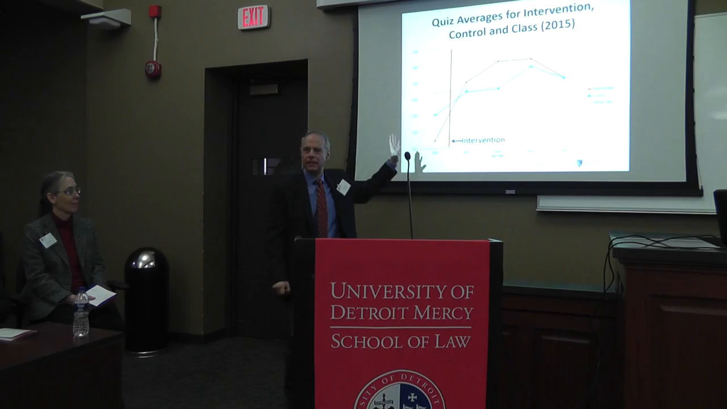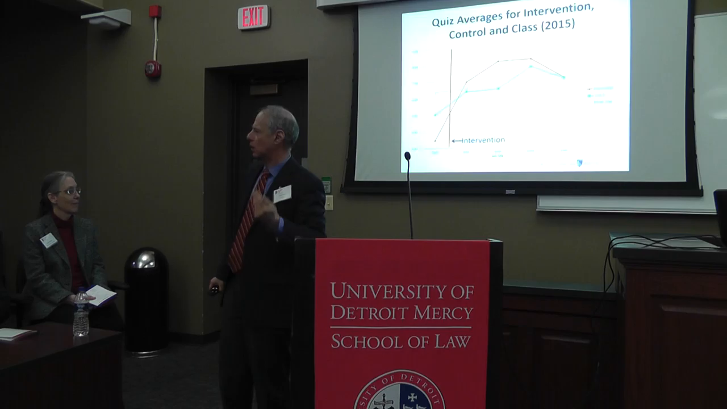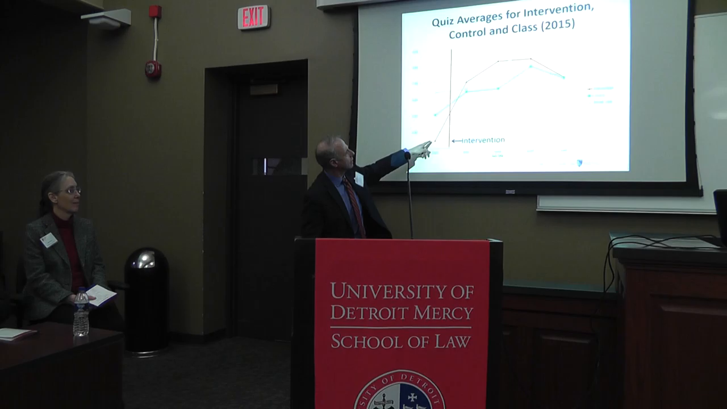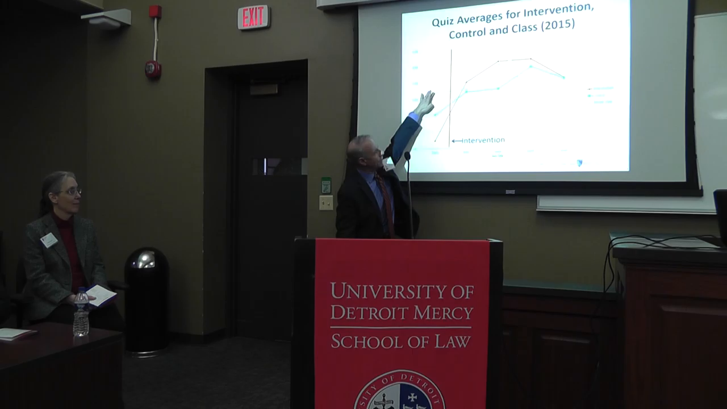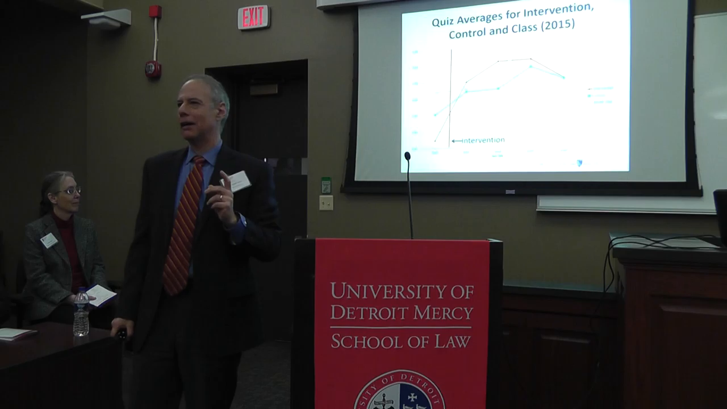Unbelievable response after the first quiz, after the intervention. Here's the first quiz, where I identified the students that were going to be in the intervention group. Here's the intervention itself, somewhere between the first and the second quiz, which is the one-on-one meeting with students. And then you can see the progress here. On this red line is the intervention group, compared to the control group or the class as a whole, all the way down here, way up to there.